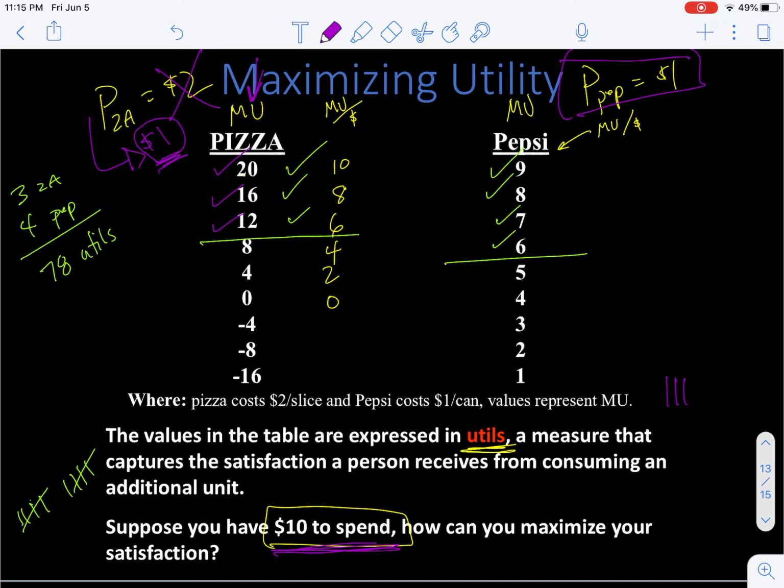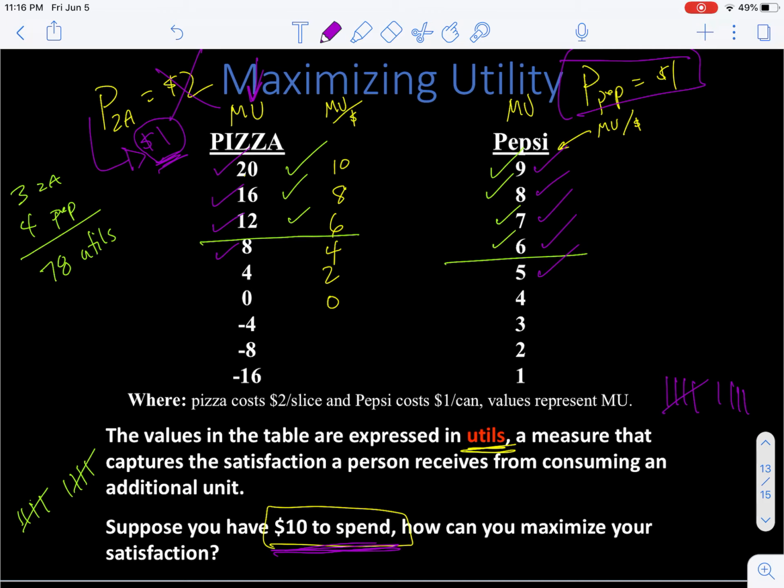Now what am I going to get next? Pretty thirsty at this point, right? So my fourth slice of pizza only gives me 8, but my first Pepsi gives me 9. So I'm going to buy a Pepsi. So now I'm at $4 spent. What am I going to buy next? A slice of pizza or a Pepsi? Well, either one, right? The marginal utility per dollar is the same. Turns out I can afford both, so ultimately I'm going to get both of them. There's 1, 2. What next? Well, another Pepsi, because 7 is greater than 4. And what next? Well, another Pepsi.